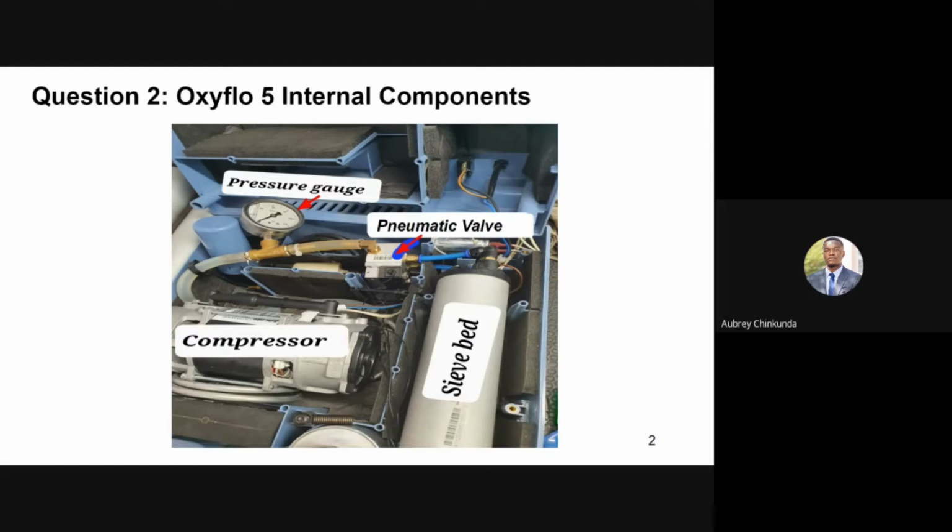If the pressure is low, it means there's a leakage or the compressor needs to be serviced. If the pressure is high, it means there's a blockage or the sieve beds need to be refilled or replaced. And if the pressure is erratic, it means the pneumatic valve is faulty. So you have to clean it if it's possible or replace it with a new one.